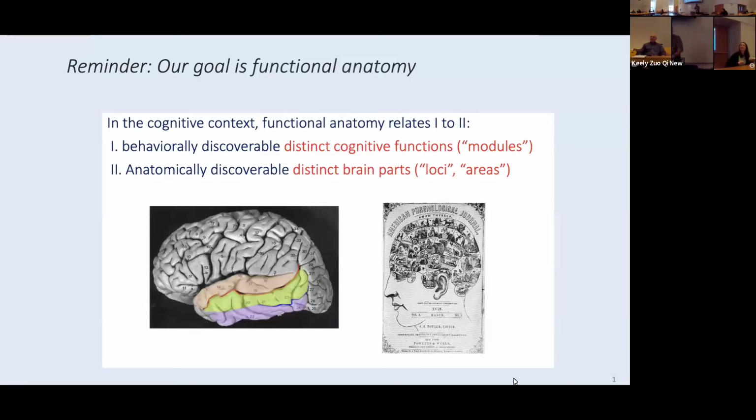So let's start. Okay, so we're starting.